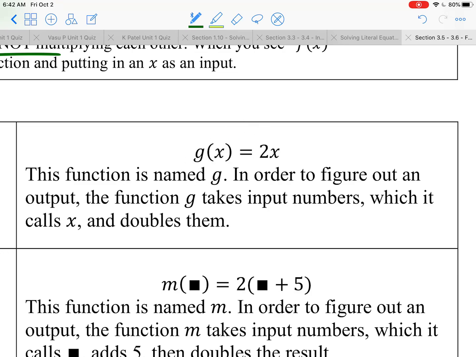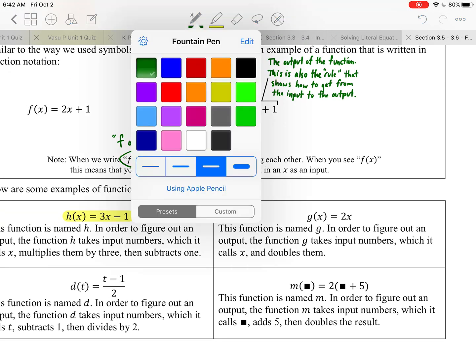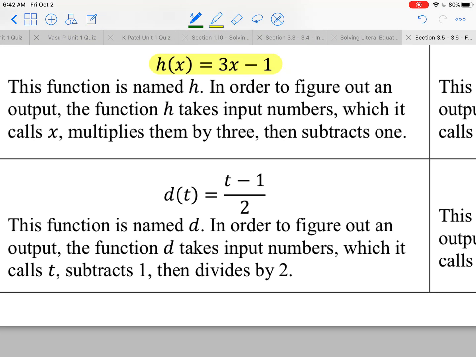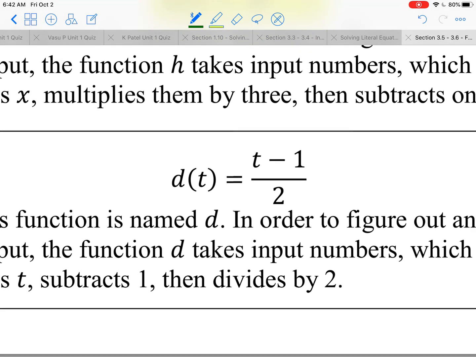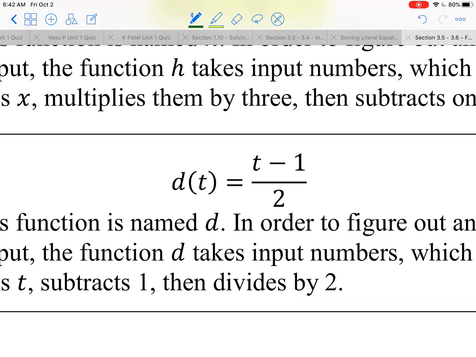Okay, so my Apple Pencil decided to stop working, so we'll see how this goes. Let's look at this function right here. This function is called d. That's the name of the function, d. It takes inputs, which it calls t, and what does it do to its inputs? It looks like it subtracts 1 from them and then takes that result and divides it by 2.